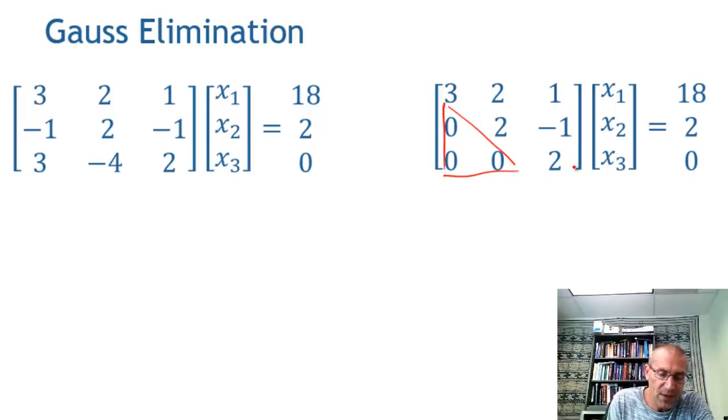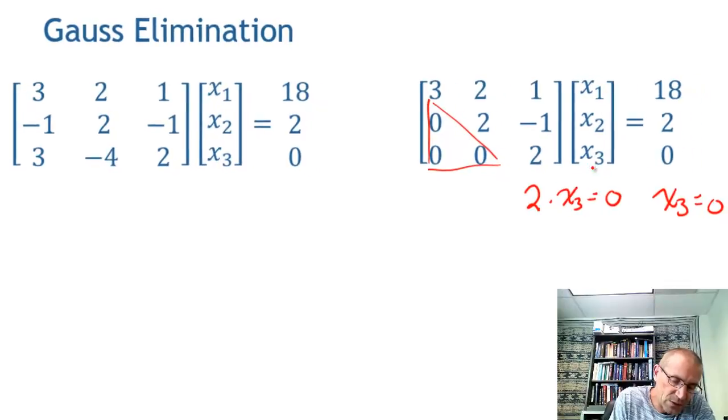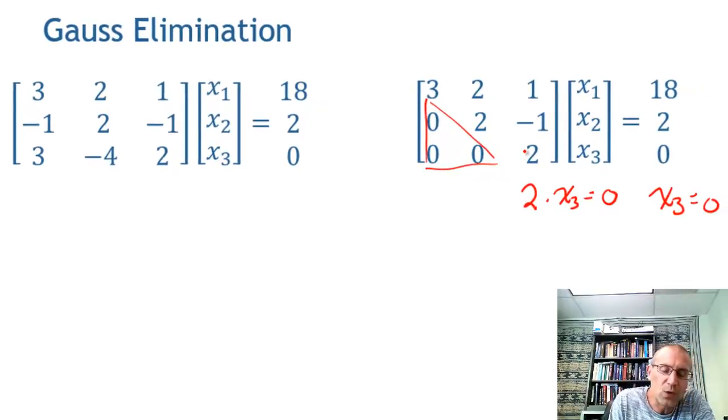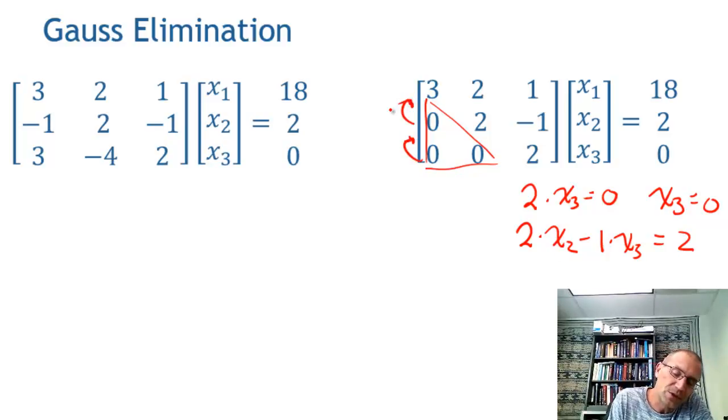The reason is, then I could solve the bottom one, because that's only got one unknown. That says 2 times x3 is equal to 0. I solve that, I find out that x3 is equal to 0. And then I can go up to the next equation. I already know what x3 is, and now I've got 2 times x2 minus 1 times x3, which I already found is equal to 2. I can quickly find x2 and then keep going up. So that's called back substitution. So if only my matrix had zeros in this lower left-hand corner, I could do that.